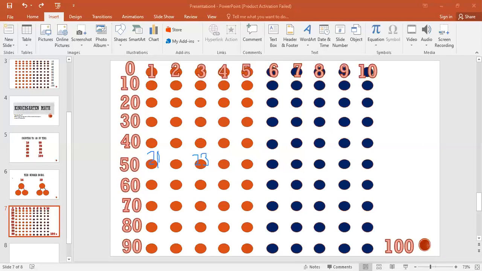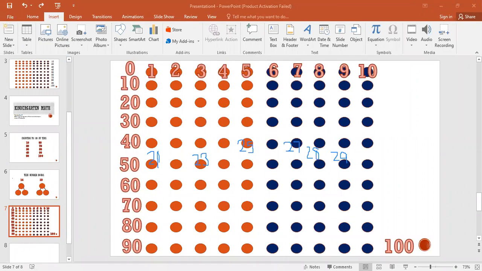24. What's after 24? 25. All right, 26. What comes after 26? Great job. 27, 28, and 29. So you'll put 28 here and 29. So that's how you complete this first one. And then you can go down to the second one.